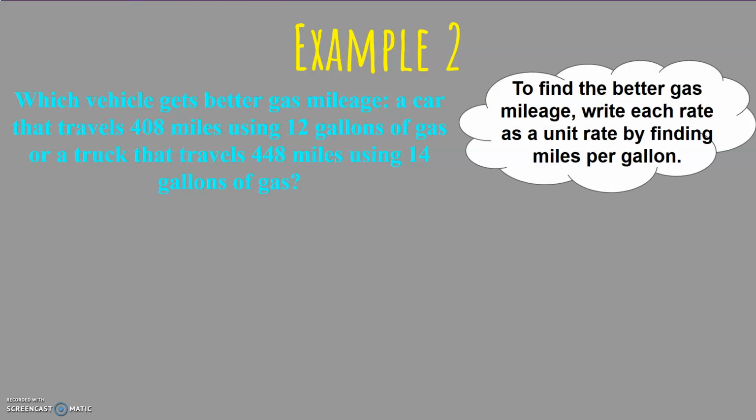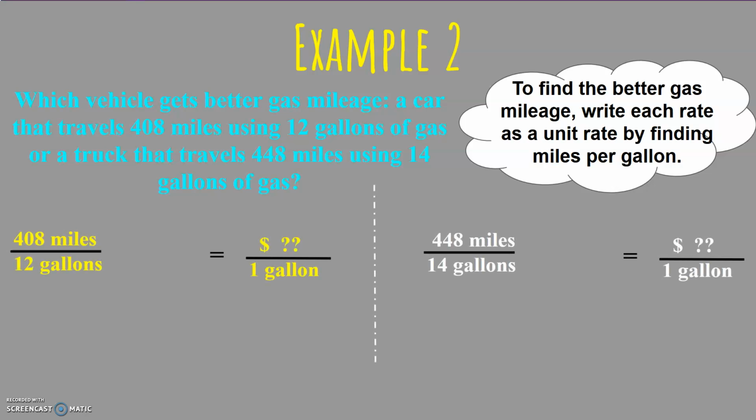So, to find the better gas mileage, which is miles per gallon, write each rate as a unit rate by finding the miles per gallon. So, we have two rates here. 408 miles for 12 gallons and 448 miles per 14 gallons.